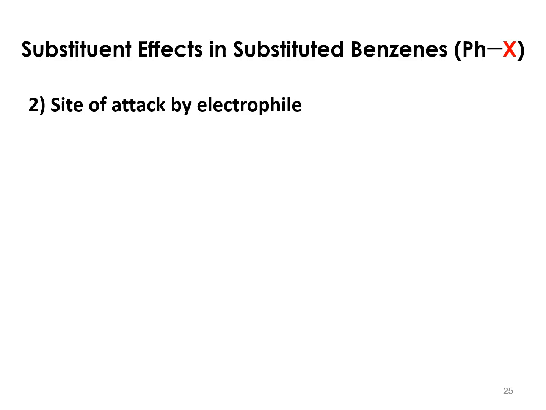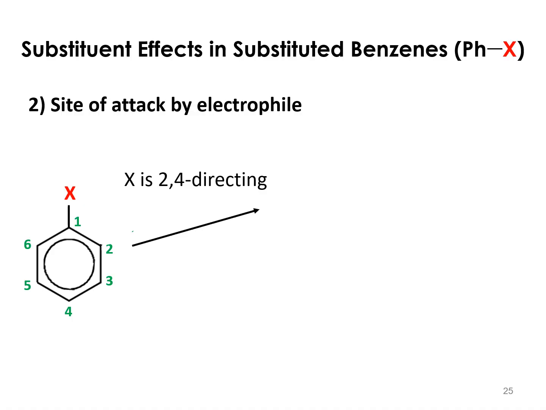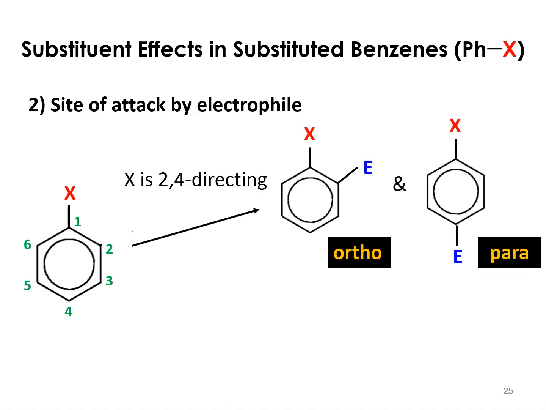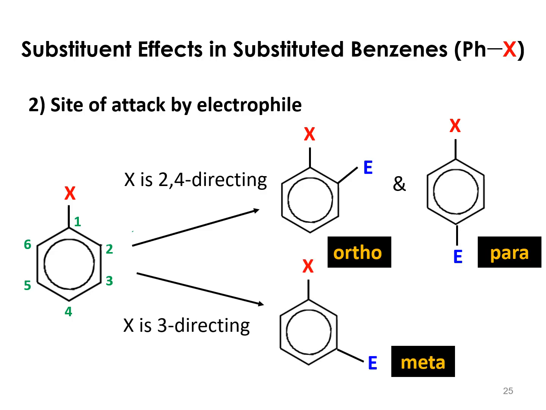is going to land. For example, your original substituent is always taken to be at position 1. So if the substituent is stated as 2,4 directing in the data booklet, this means that the incoming electrophile can only land on position 2 or position 4. Position 2 is known as ortho, while position 4 is known as para. If the substituent is 3 directing, then the incoming electrophile will only go to position 3, and this is called meta. So it's ortho, para, and meta positions.